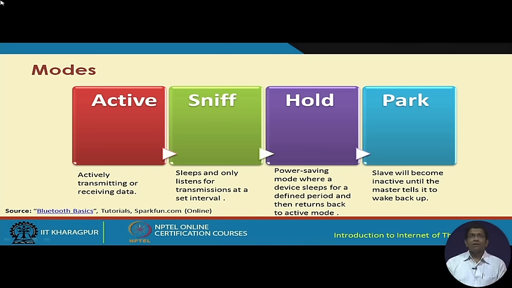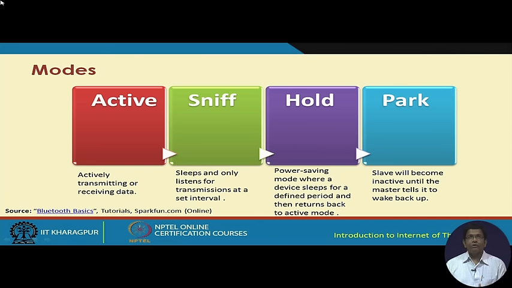There are different modes of operation of Bluetooth devices. One is the active mode, where the device is fully active and fully functional in all respects. It actively transmits data, it actively receives data, and so on. The other three, the sleep mode, the hold mode, and the park mode, are all power saving modes, and they differ in very fine ways.